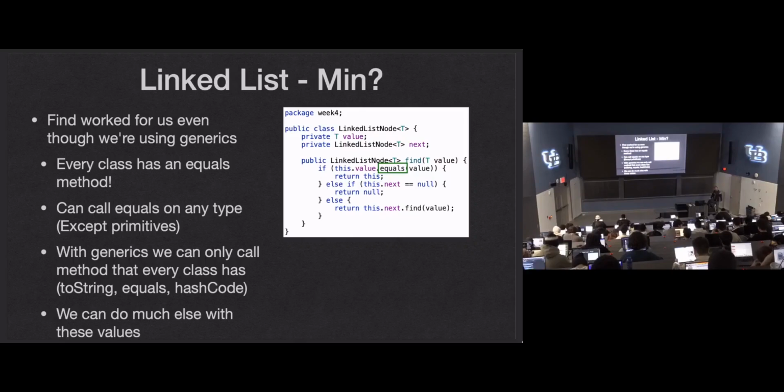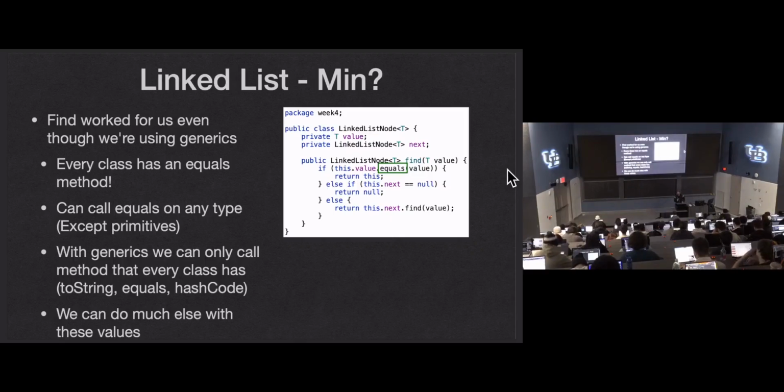Okay, I did slip one thing past you when we did the find method. I called equals. Am I allowed to do this? So we have a generic. We have some type T, which can be any Java type as long as it's defined by a class and not one of our primitive values. This can be any type. How can I call a method on it? I don't even know what type it is. How do I even know there is an equals method for this type? The answer is I just can.